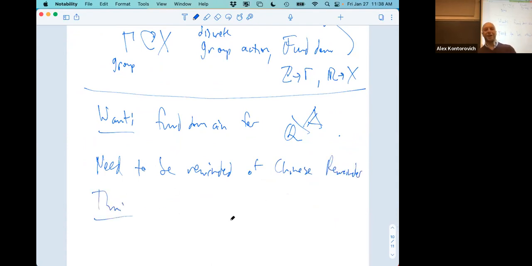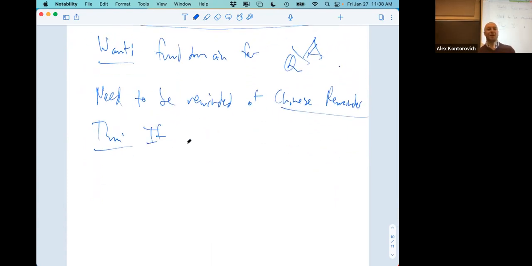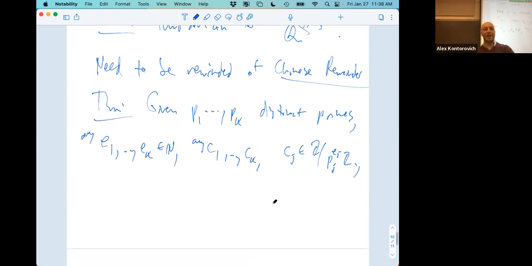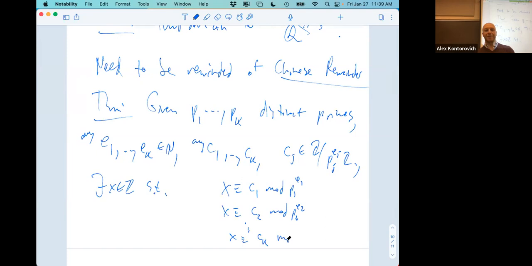What is the Chinese remainder theorem? I don't even need the strongest form of it. Given P1 through Pk distinct primes, and E1 through Ek natural numbers, and C1 through Ck with each Cj in Z mod Pj to the Ej Z, so you just give me any of these, then there exists an integer solution to the system of equations: X is congruent to C1 mod P1 to the E1, X is congruent to C2 mod P2 to the E2, and so on, X is congruent to Ck mod Pk to the Ek.